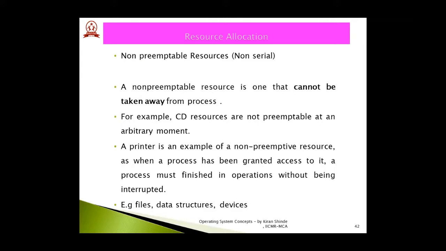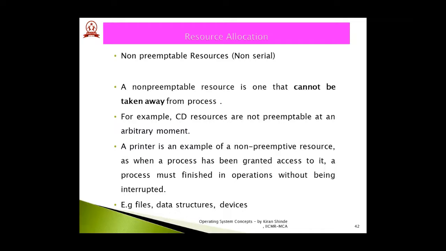Now, let us try to understand what we mean by non-serial or non-preemptible resource. We saw that a serial resource is nothing but a preemptible resource, meaning one process is occupying that particular resource, and that process will be using it till its time. Non-preemptible resources are also called non-serial resources. A non-preemptible resource is one that cannot be taken away from the process, that it cannot be forcibly terminated from that particular process.